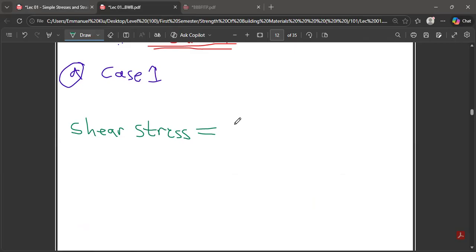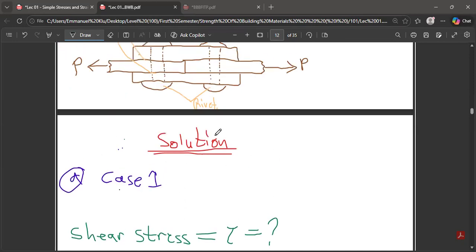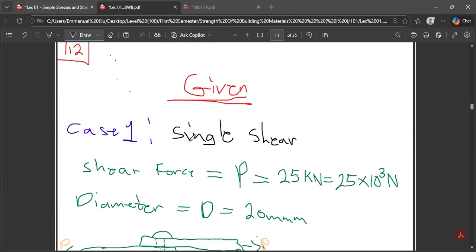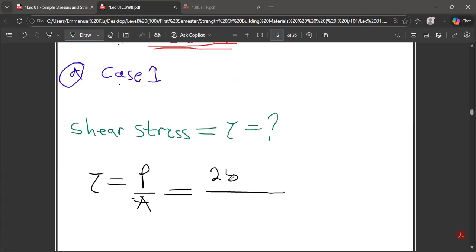So over here, we said that we can also use the symbol known as tau. So if we want to look for it, we can now say that our tau is also equal to force over area, P over A. The force was given to us in the question. What was the value of our force? In the first one, 25 kilonewton. So that is 25 times 10 exponent 3 Newton.